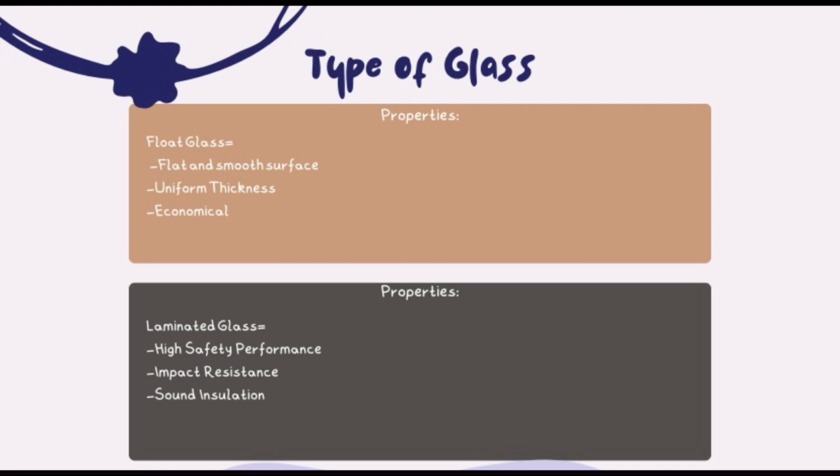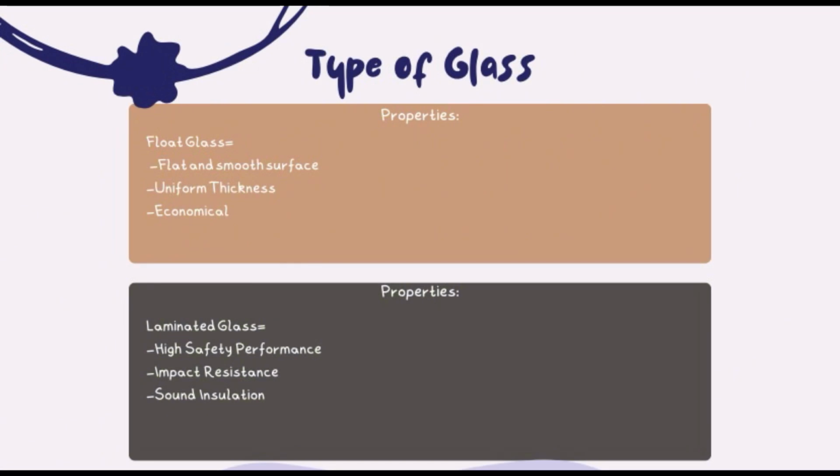It is uniform in thickness. It can be cut, polished, or coated for different use. Flat glass is mostly used in windows, mirrors, and glass panel. Next, the property of laminated glass.